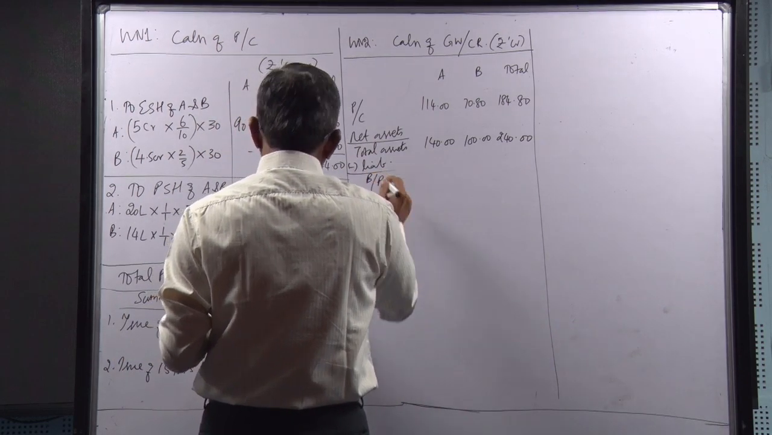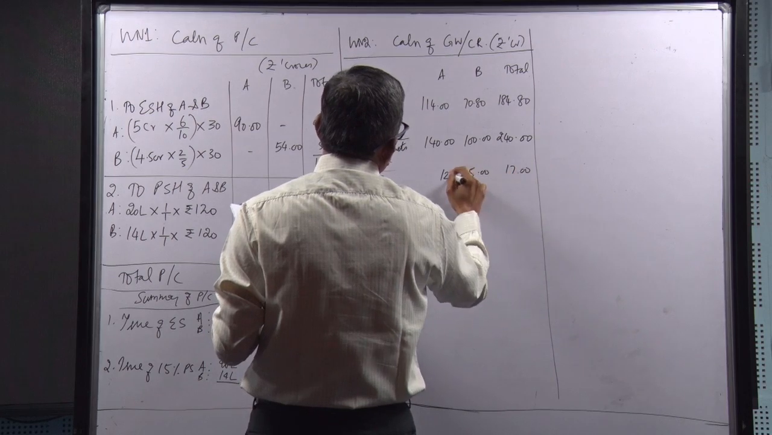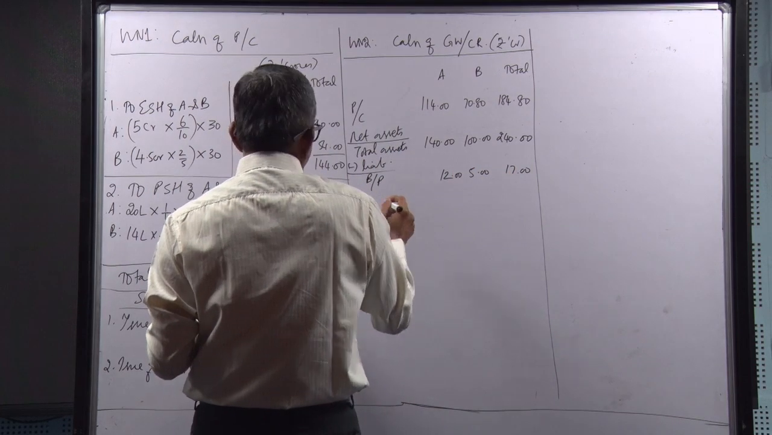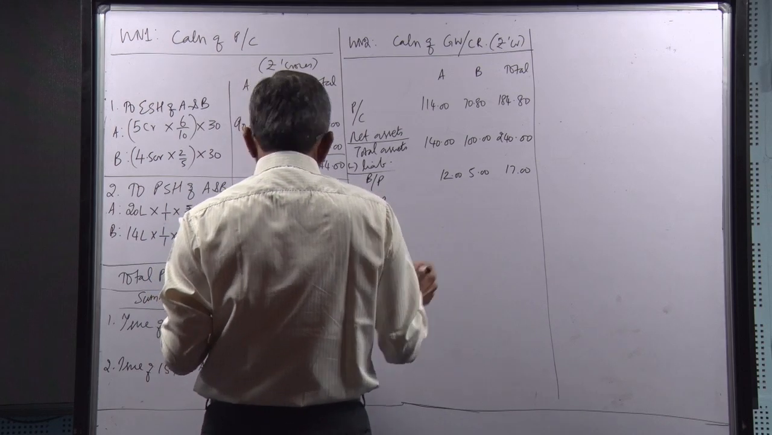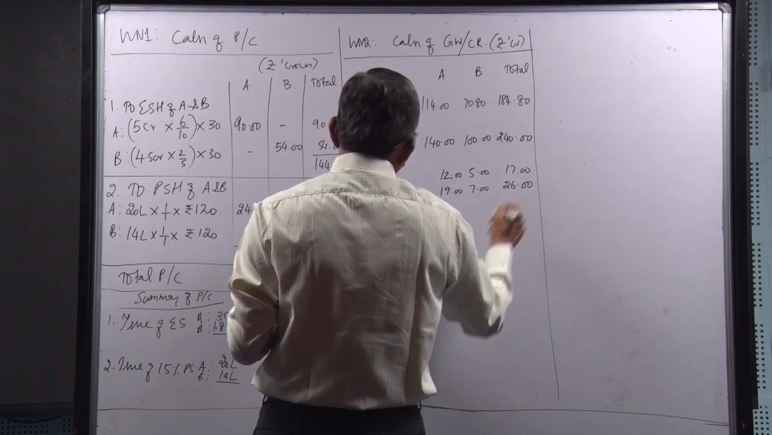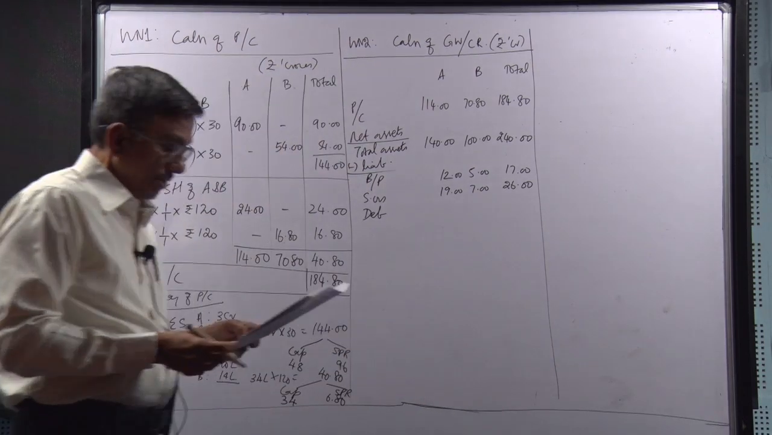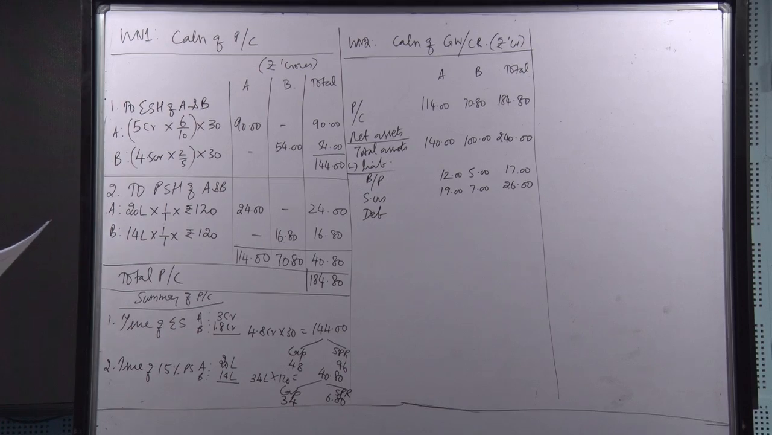Bills payable 12 and 5, total 17. Sundry creditors 19 and 7, total 26. Then debenture, here only we have to be careful. You have to read adjustment C for this. 15% debenture holders of A and B are discharged by C, issuing such a number of its 18% debentures of 100 each, so as to maintain the same amount of interest.